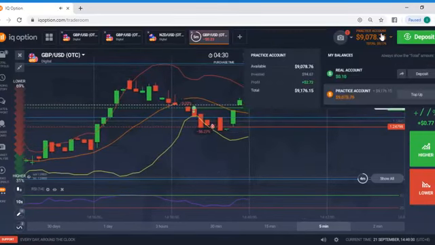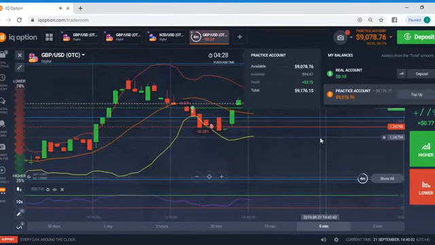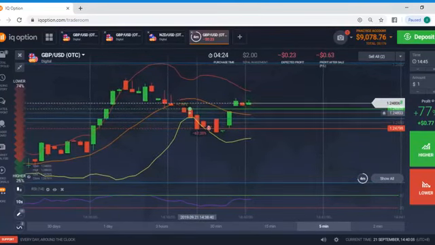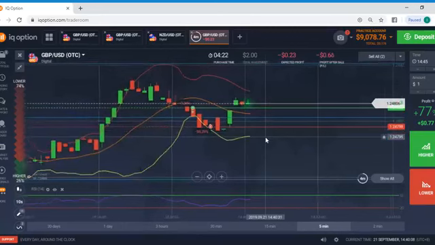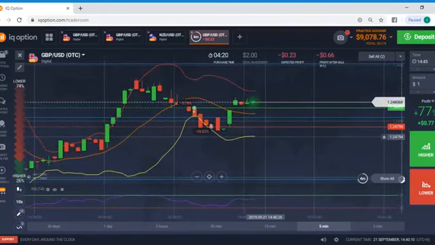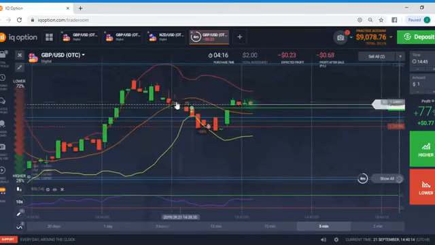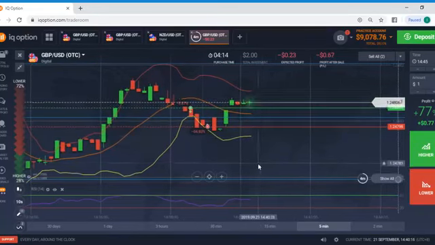Because normally, I would just put in the amount I'm willing to lose when I trade the real account here. But my main objective for this portal is just really for practice. That's the main objective.